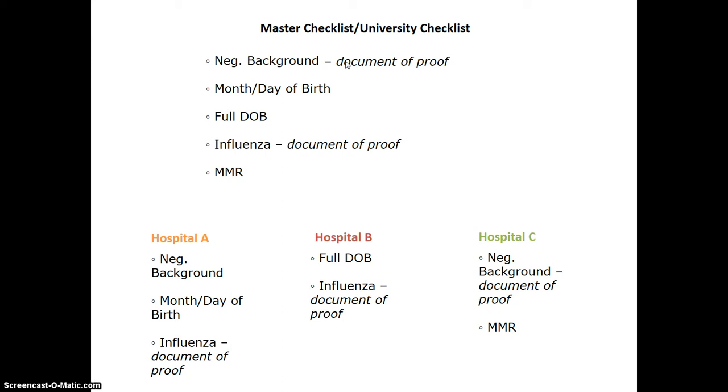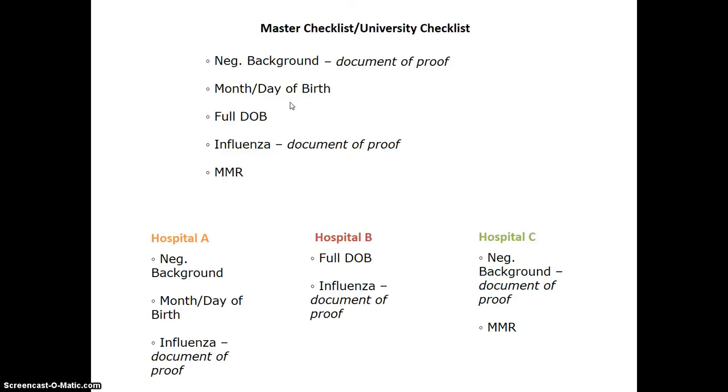Students will have access to their master or university checklist even before being assigned to a rotation. This allows the student to begin working on their compliance requirements in advance. They can enter the required dates and supporting documents on their master or university checklist and submit for approval to their university coordinator. So what does this look like on the live site?